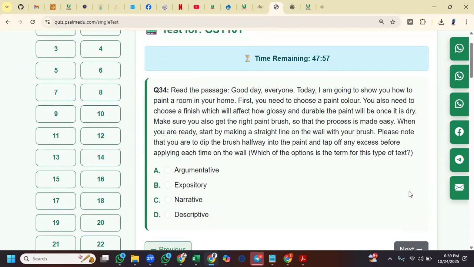Do you have any question? Look at it now. Good day, everyone. Today, now the answer will be expository, not narrative. This one is not a story. Don't say it is because you see good day, everyone. Today, I'm going to show you how to paint a room. First, you need to choose a paint color. This is not a narrative. This person is exposing you to something, how to paint a room.